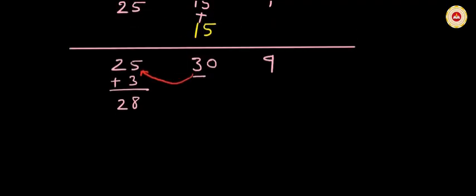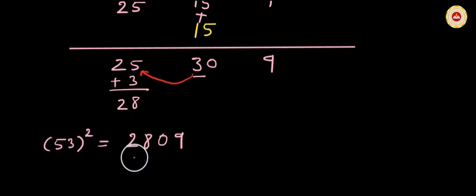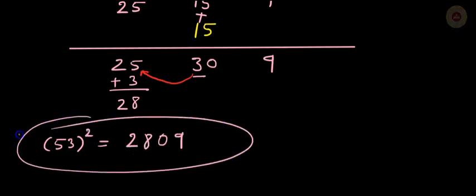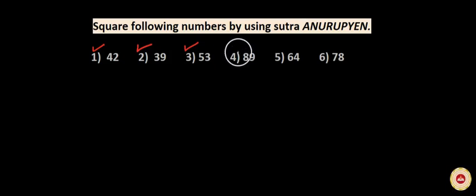Now let us write the final answer. 28. Write 28. Write 0 because we have already passed 3. So no need to write it. Write 9 as it is. There is no extra digit here. After passing the extra digit, write the remaining digits as they are in the final answer. So this is our final answer. 53 squared equal to 2809 is the answer. Fourth example, 89.